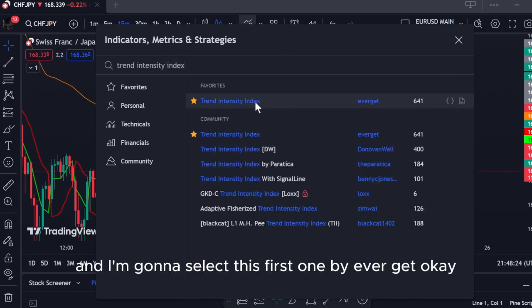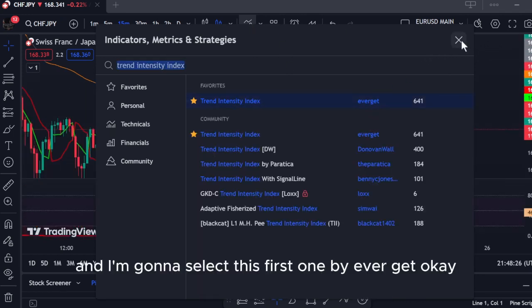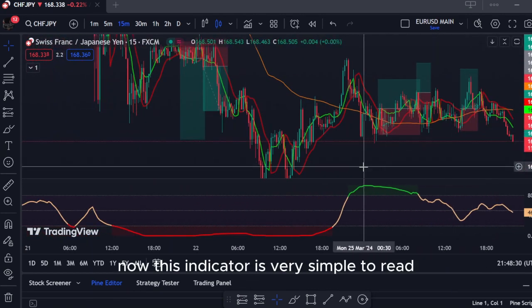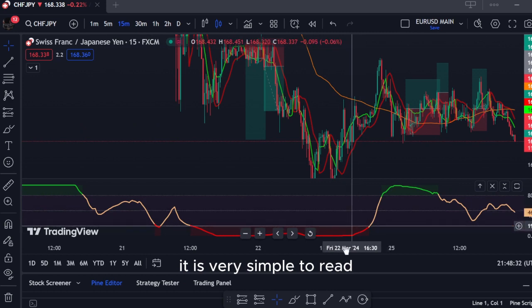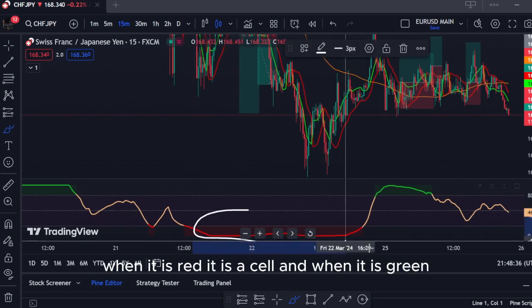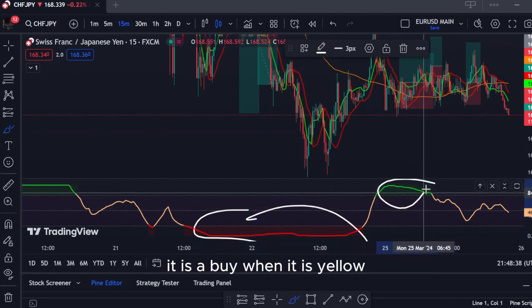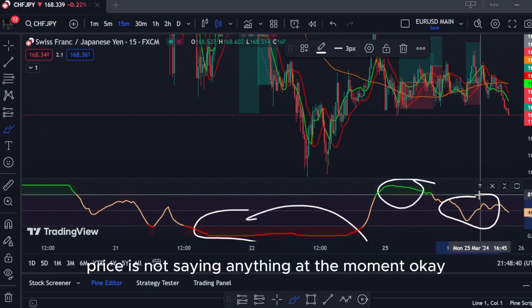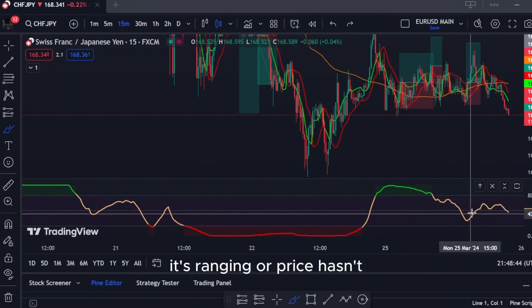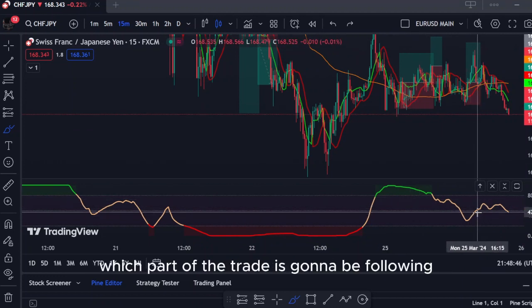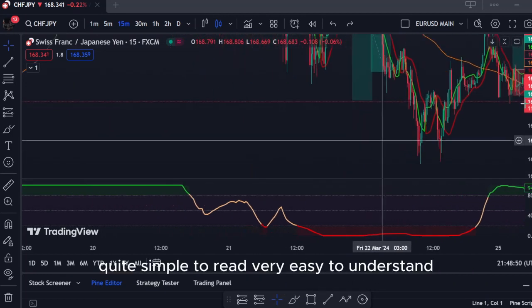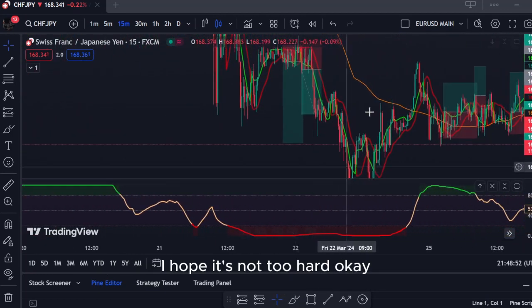And I'm going to select this first one by Everget, okay? Trend intensity index. Now, this indicator is very simple to read. We only have two signals. When it is red, it is a sell, and when it is green, it is a buy. When it is yellow, price is not saying anything at the moment. It's ranging, or price hasn't decided which part of the trend it is going to follow. Quite simple to read, very easy to understand. I hope it's not too hard, okay?